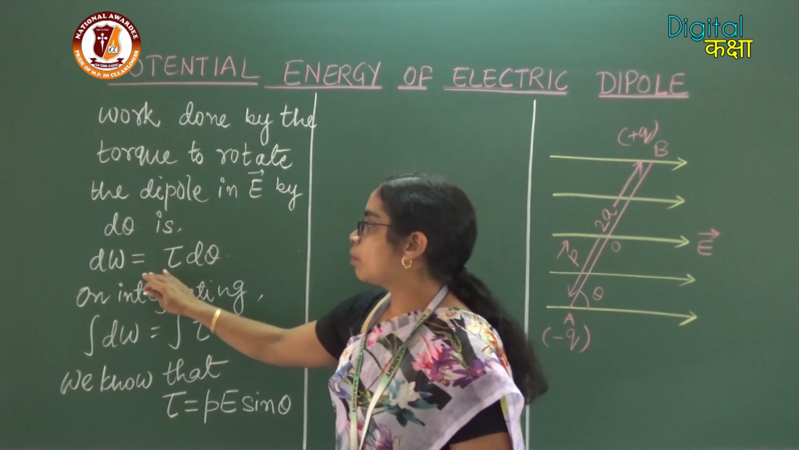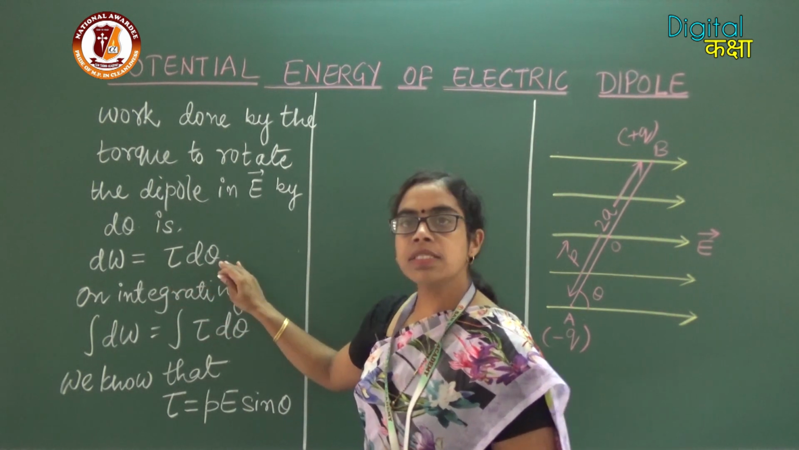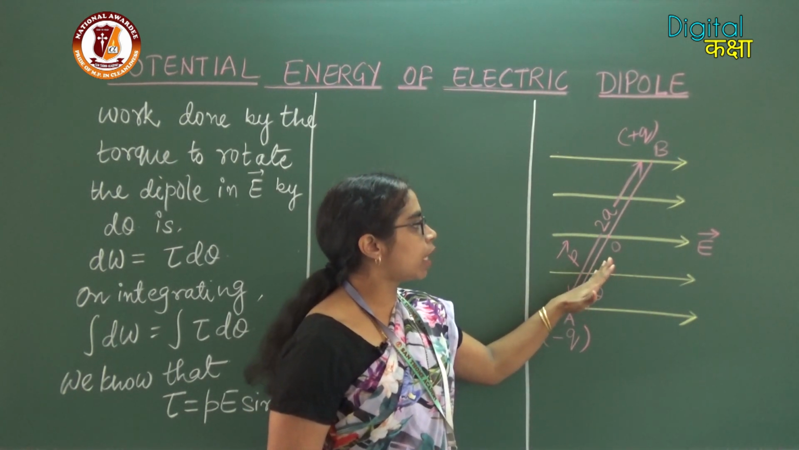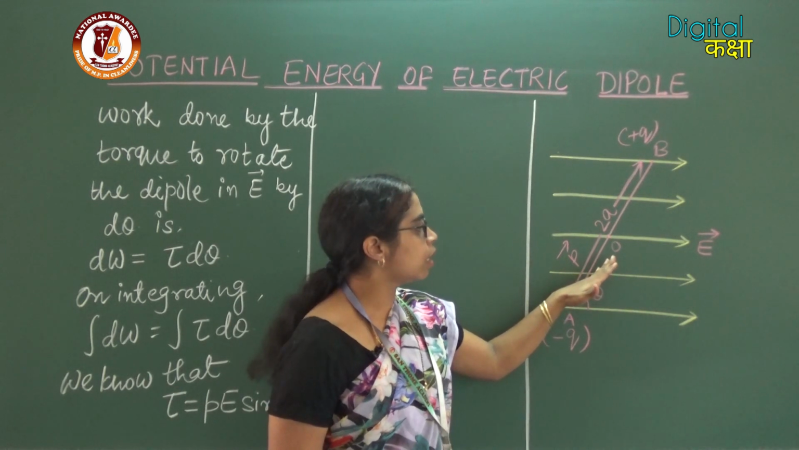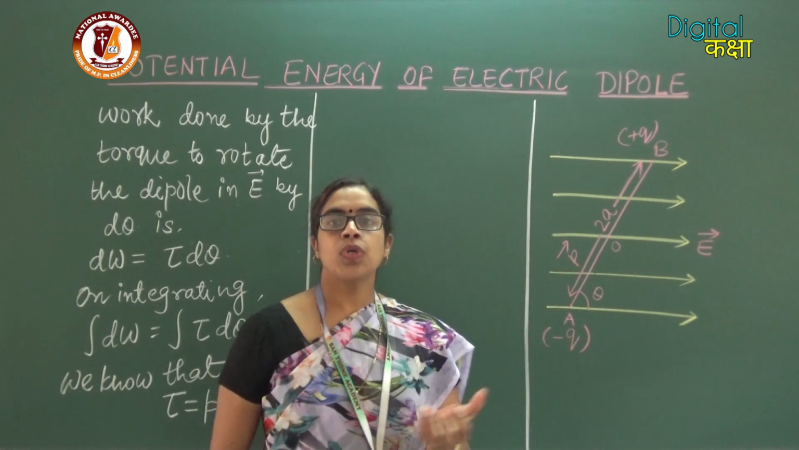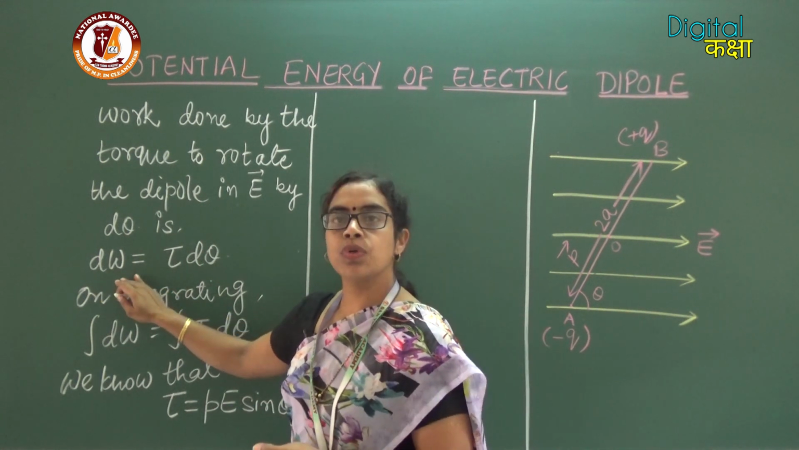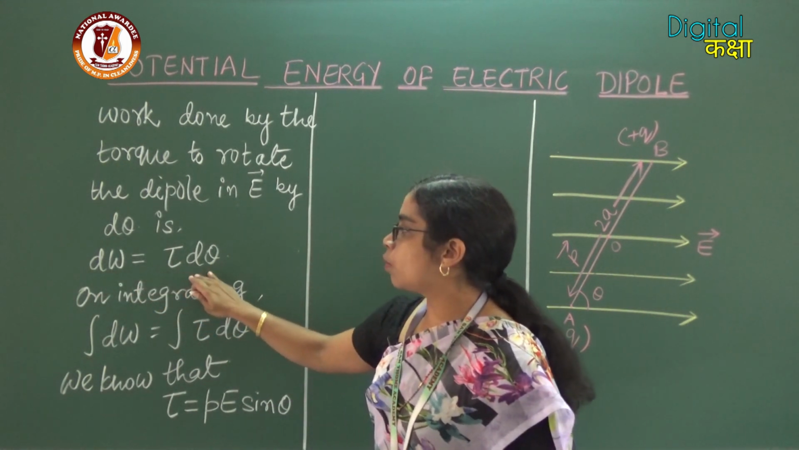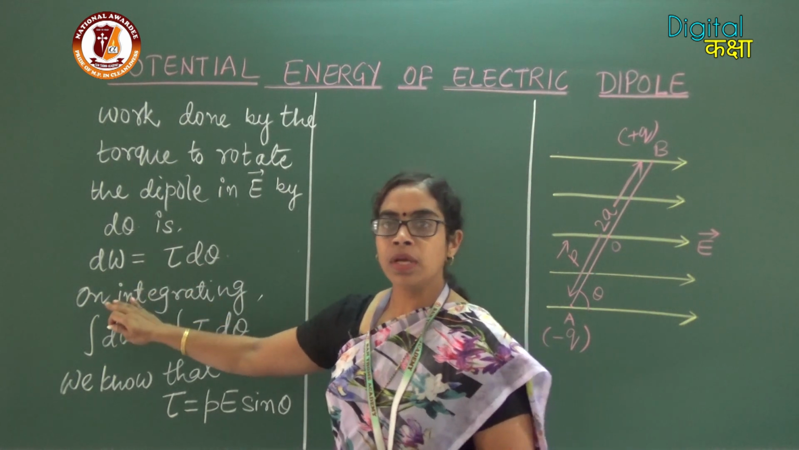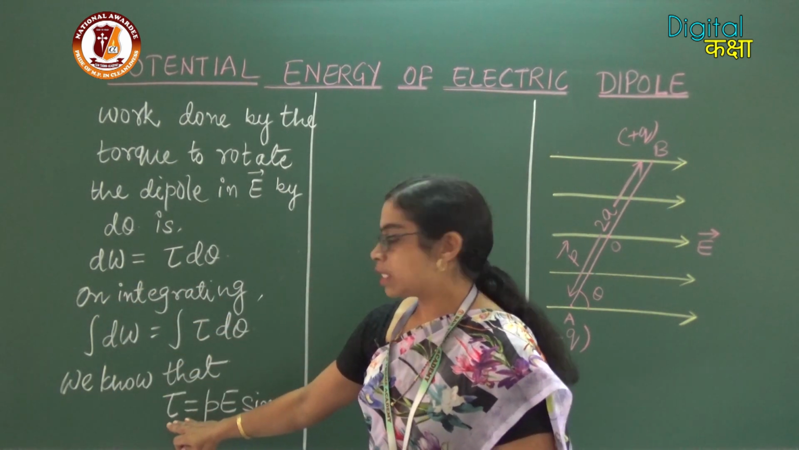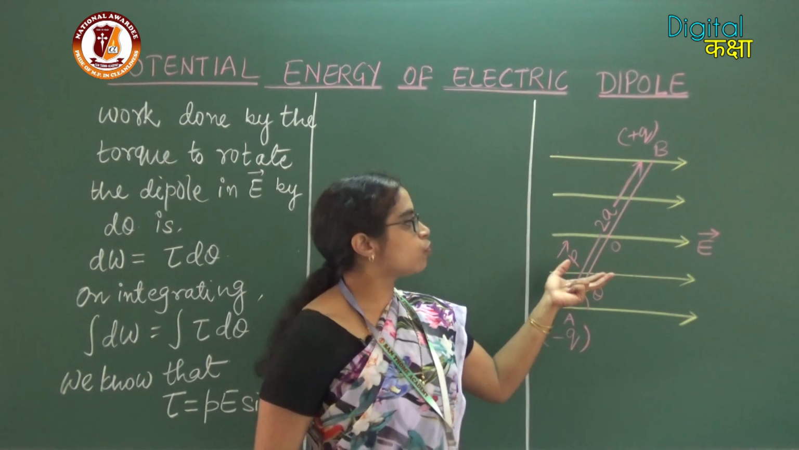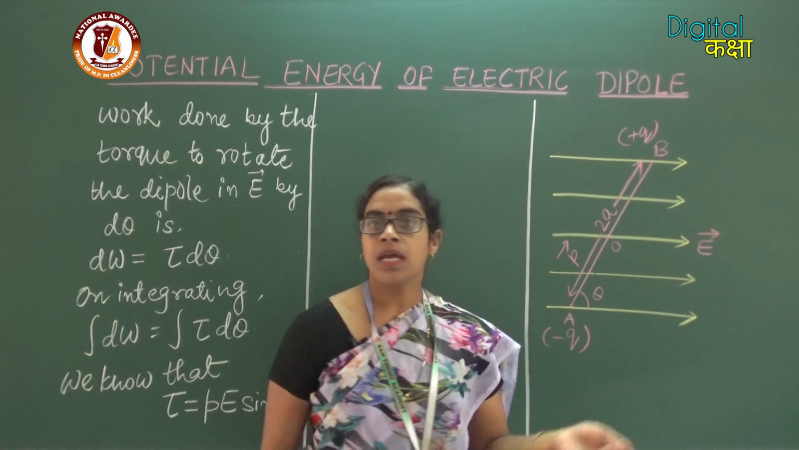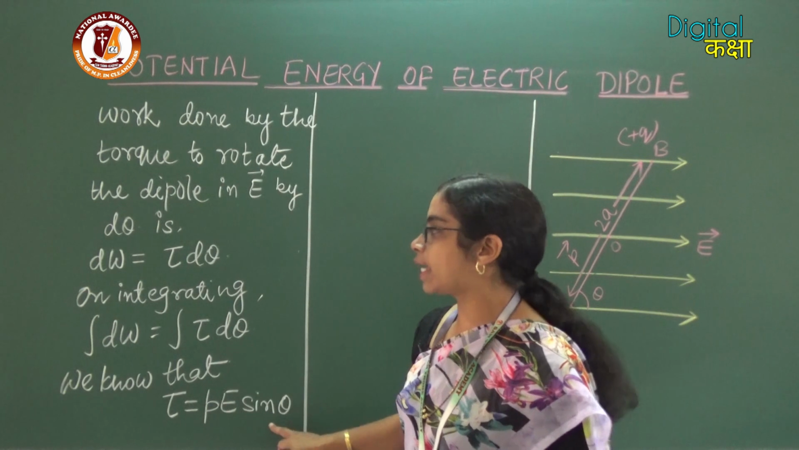Here we are taking the magnitude of the torque, and d theta is representing the small change in the angle. We can say that when the dipole is rotated in this electric field region by a small angle d theta, the work done will also be small in magnitude, which is given by the formula dW is equal to tau into d theta. We already know that the torque experienced by this electric dipole when it is kept in an external uniform electric field is given by the formula tau = PE sin theta.